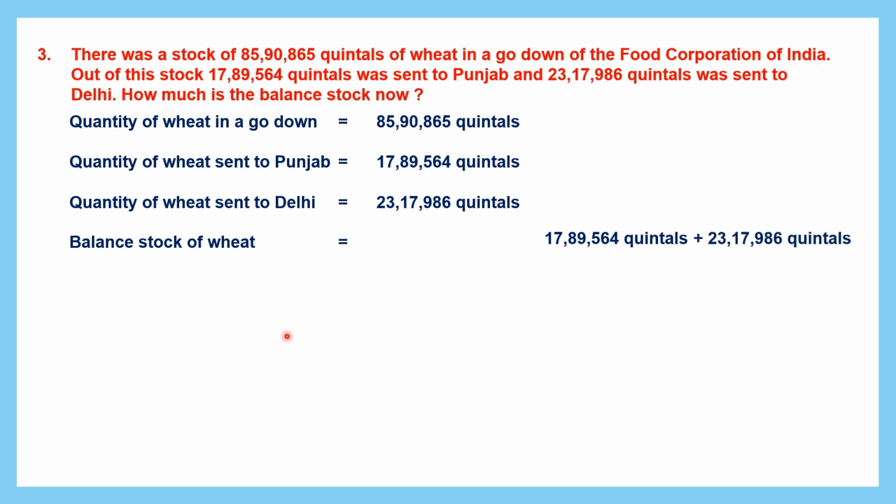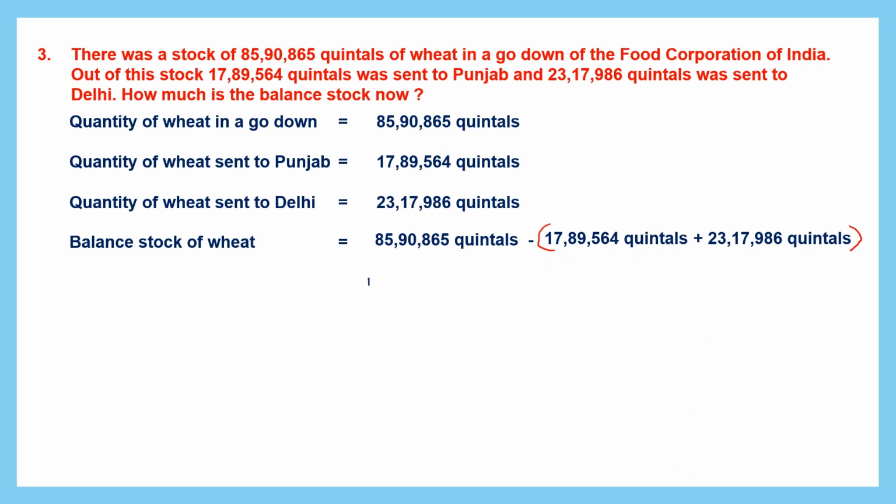So what are those numbers? So that is 17,89,564 quintals plus 23,17,986 quintals. So first we need to add up these two. And after you add it up, you have to subtract it from the stock that was already there. So you have to, after adding this, you have to subtract it from this. So that is the whole thing. So you have 85,90,865 quintals. From that, we're going to subtract the sum of this. So now let's work this out. So let's do this addition first.